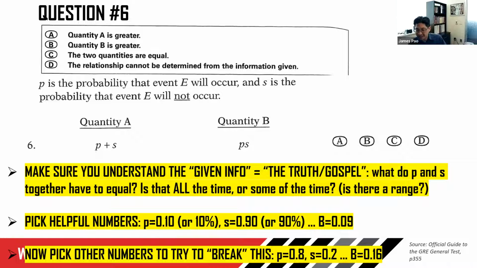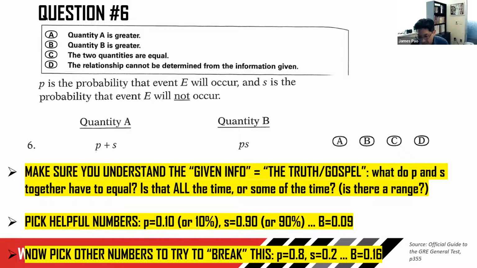Now, P times S, that's going to change quite a bit, right? So now you pick different options, right? So now we're into my bullet point number 2. Pick helpful numbers. If I picked a P of 0.1 and an S of 0.9, meaning 10% Warriors win, 90% Warriors don't win, then my B value, the P times S, is equal to 0.09.